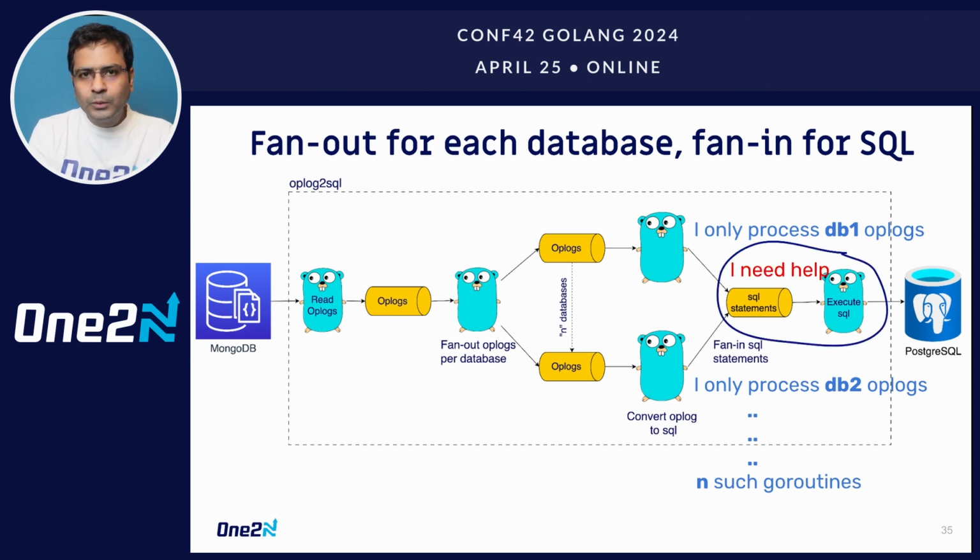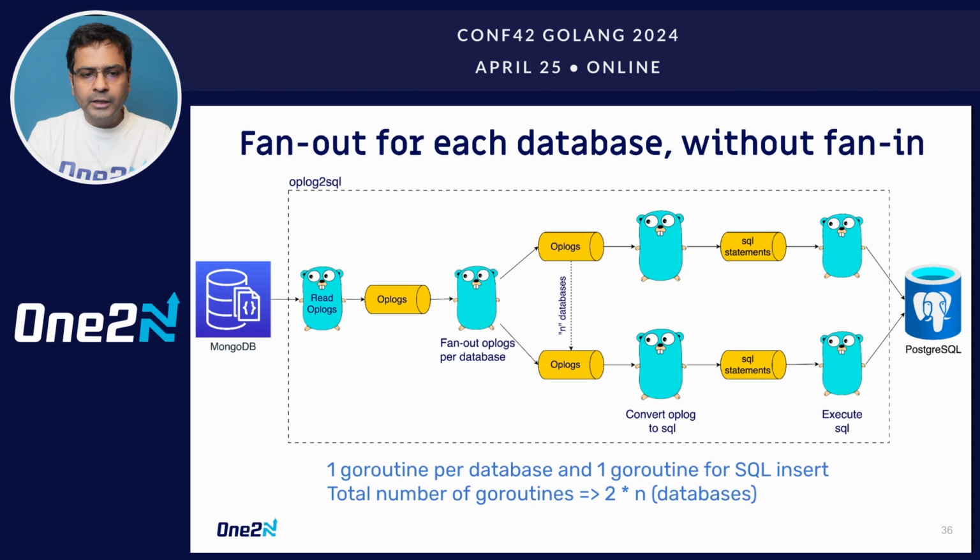Well, you could theoretically say that the single Go routine who's executing the SQL on the database could become the bottleneck and it could use some help. So we could modify this design and we could fan out for each database without fanning in all the SQL statements into a single channel. So this is how it looks like.